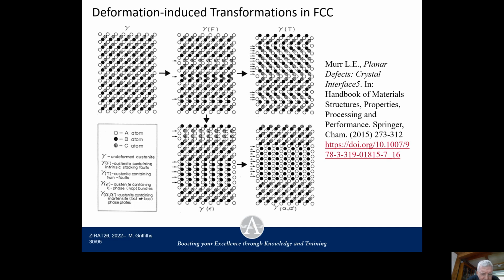Now, in this case, the martensite, it can be BCC or the alpha prime, depending on how you want to denote it. You can call it martensite, or you can call it just getting back to the body-centered cubic structure.